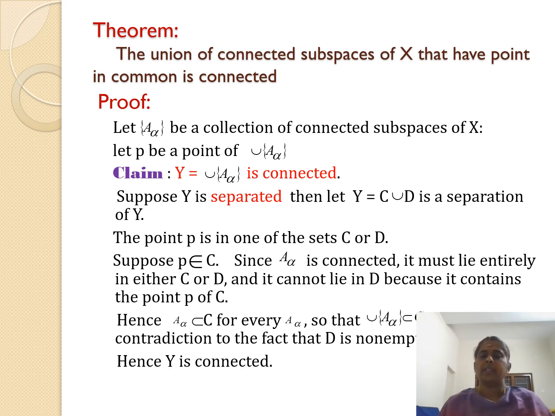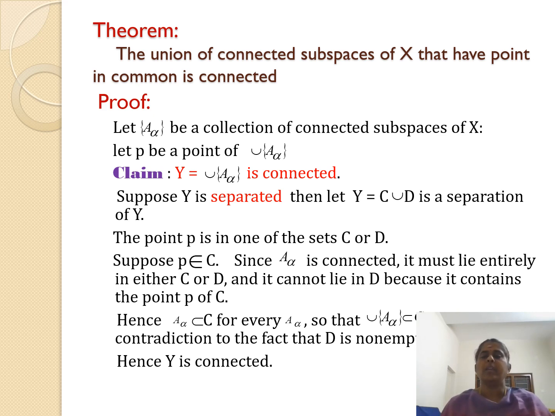So P belongs to C implies P belongs to A alpha, and so A alpha is completely contained in either C or capital D. Because P belongs to capital C, A alpha is completely contained in C and it cannot lie in capital D. So A alpha is contained in C for every alpha. So the union of A alpha is also contained in C, which implies that capital D is the empty set.